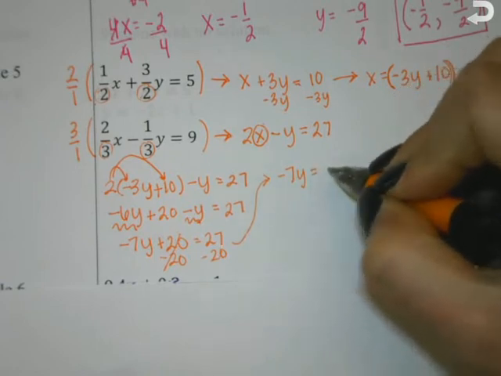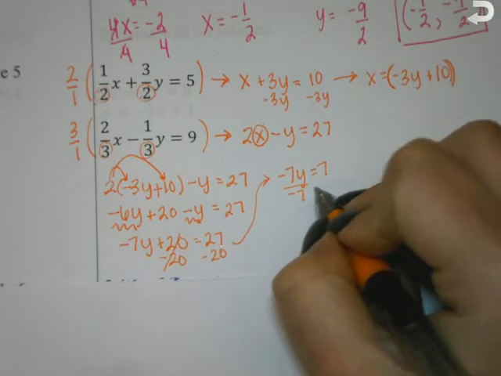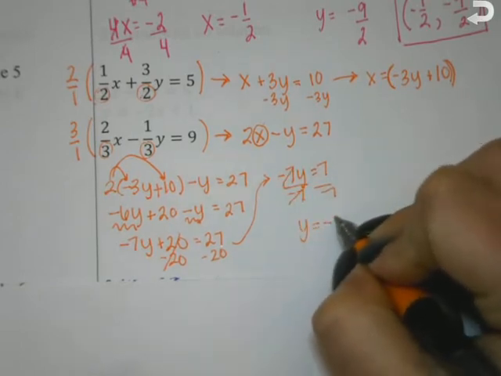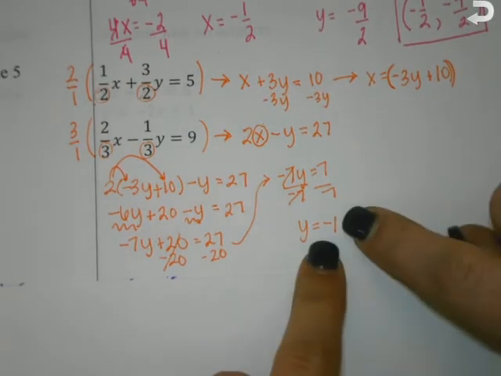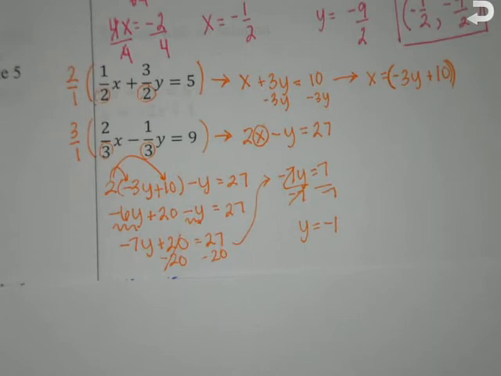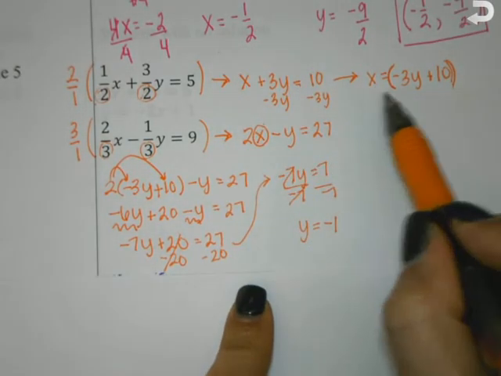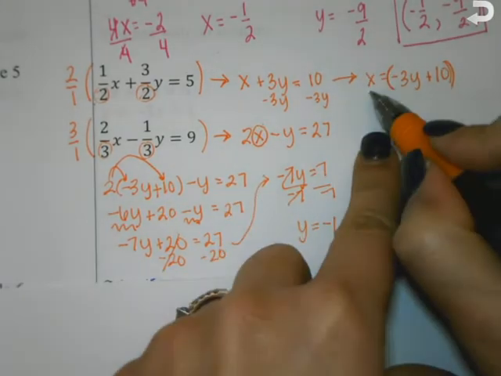And then what would I do? Divide by negative 7. So I get y equals negative 1. And then we take this y and we plug it back in. You can plug it into this equation, you can plug it into this equation, or you can plug it into this equation. It doesn't matter. You would get the same answer regardless. I always plug it into this one because we already have x by itself.